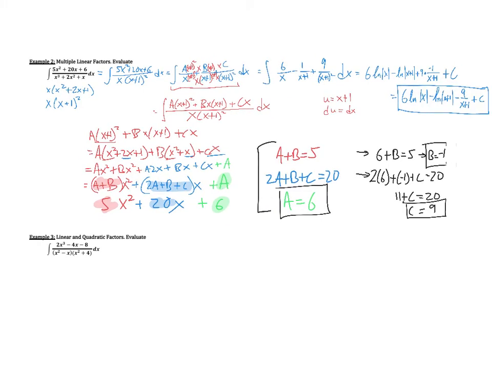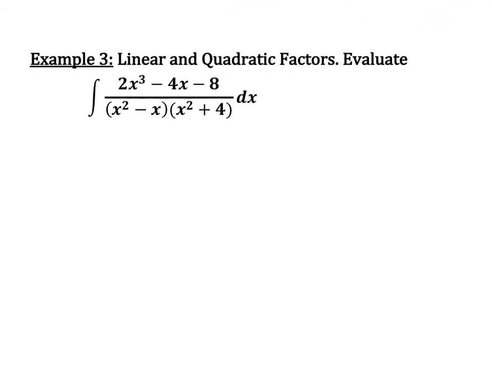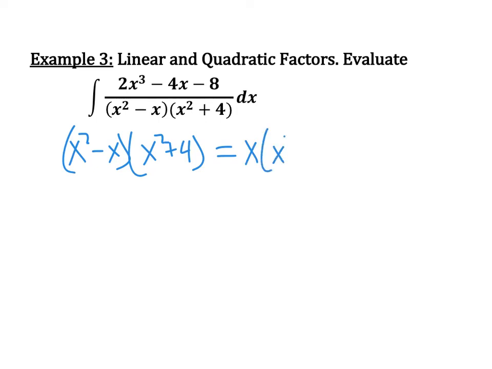Well, let's look at one more example. What happens when we have a quadratic factor here? All right, here we got a couple quadratic factors. So first thing to do is to look at this denominator here, x squared minus x, squared plus 4. You want to make sure that you factor it as much as possible, and I don't think this is factored as much as possible, right? We can pull an x out of that first factor, and we get x times x minus 1 times x squared plus 4. So make sure you factor it completely, even if it looks like it's factored there.